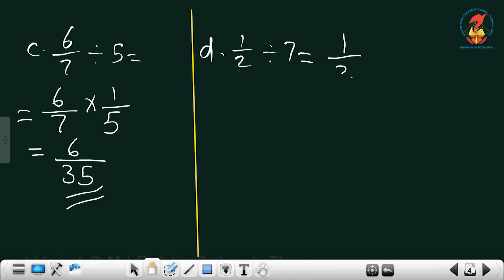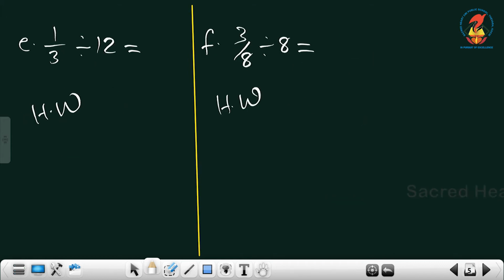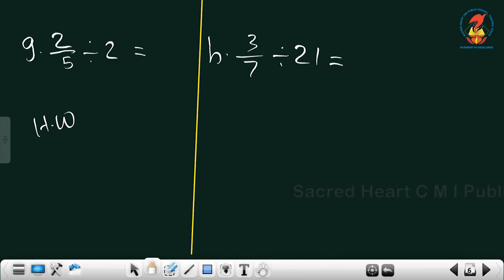Next one is 1 by 2 divided by 7, which means what? We need to multiply by the reciprocal of 7. That is 1 by 7. That is 1 into 1 divided by 2 into 7. 1 by 14. Is it clear? And the next two are homework, right? Okay. And this also is homework.